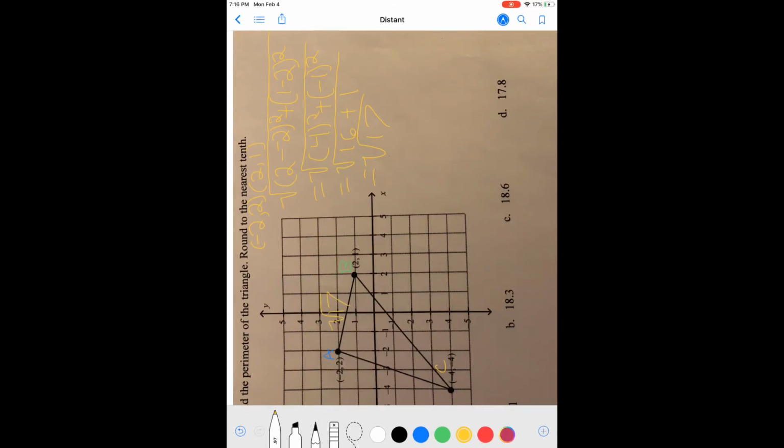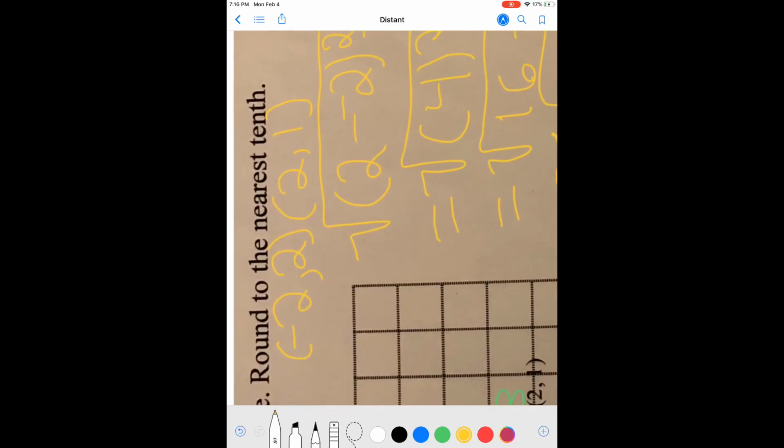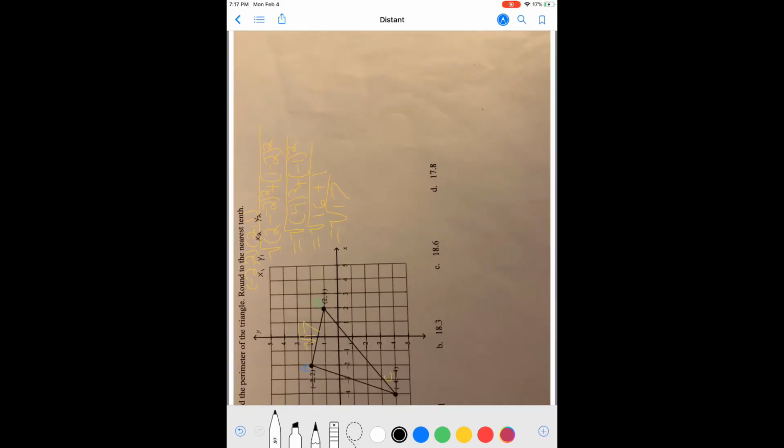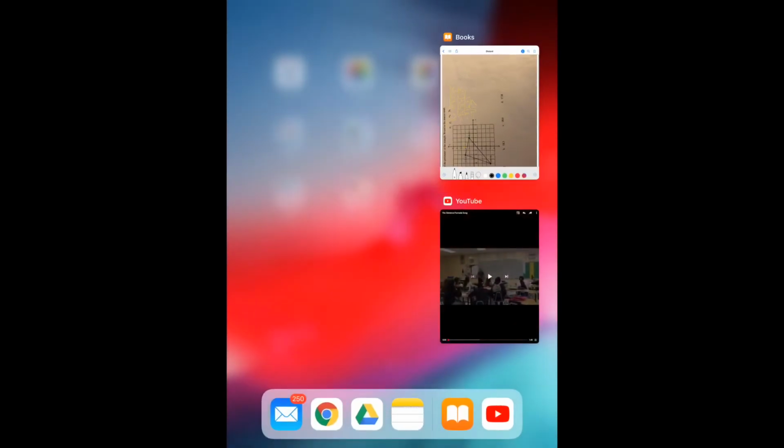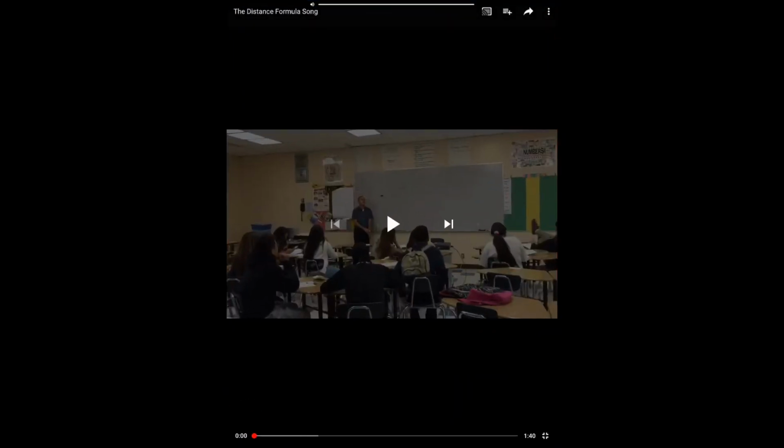Then we have the distance between B and C. Now we're just doing every single step over and over again. So make sure, if you need to, every time come in here and identify what our x1, y1 is and our x2, y2 is, every single time. I'm going to leave you here because I also want to show you this video. Here's a way for you to remember how to memorize the distance formula.